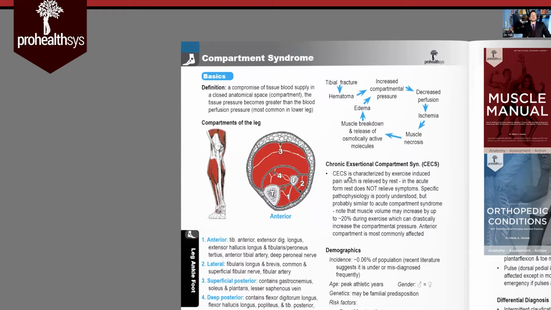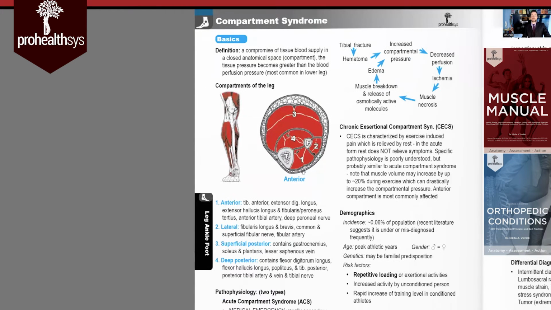Tissue blood supply in a closed anatomical space or compartment. The tissue pressure becomes greater than the blood perfusion pressure, and that means that the venous drainage cannot occur and pressure builds up with every beat of your heart, basically. So if we look at the leg itself, we can see there are compartments that we should be aware of. Number one, tibia and fibula right here, but anterior compartment is what we're going to focus on for today. You can have a lateral compartment, deep posterior compartment, and pretty rare but superficial posterior compartment.